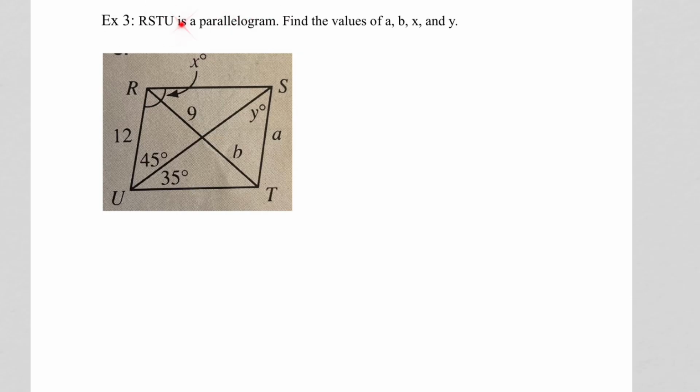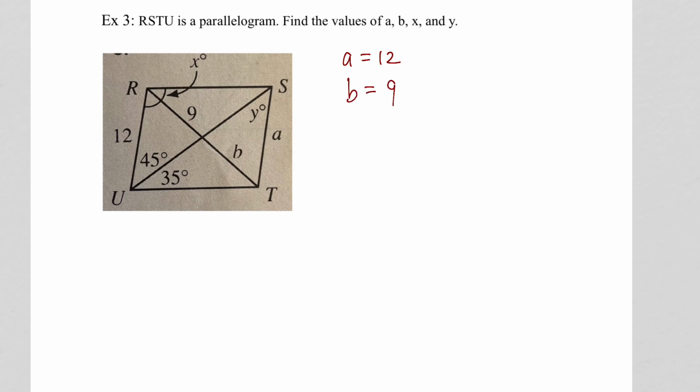Okay, so if this is a parallelogram, this side and this side are congruent, so A is equal to 12. We also know that the diagonals bisect each other. So this must be equal to this because they bisect each other. So B must be 9.